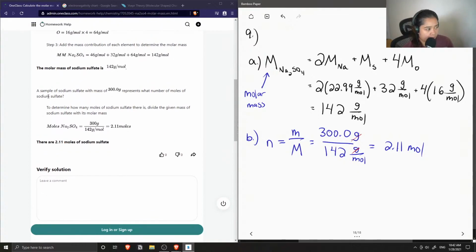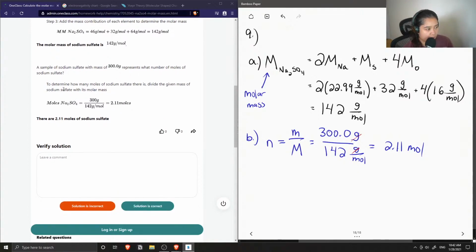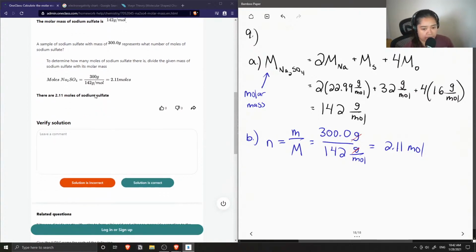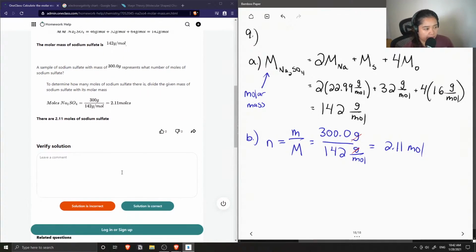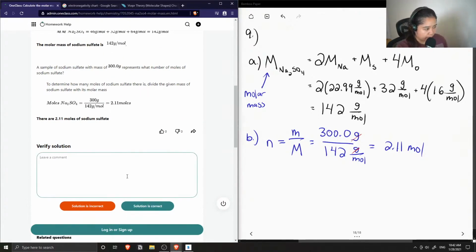And then a sample of sodium sulfate with a mass of 300 grams represents what number of moles of sodium sulfate? So to determine how many moles there are, divide the given mass of sodium sulfate by its molar mass. So 300 divided by 142 is 2.11 moles. Yep, so this solution is correct. Great explanation.